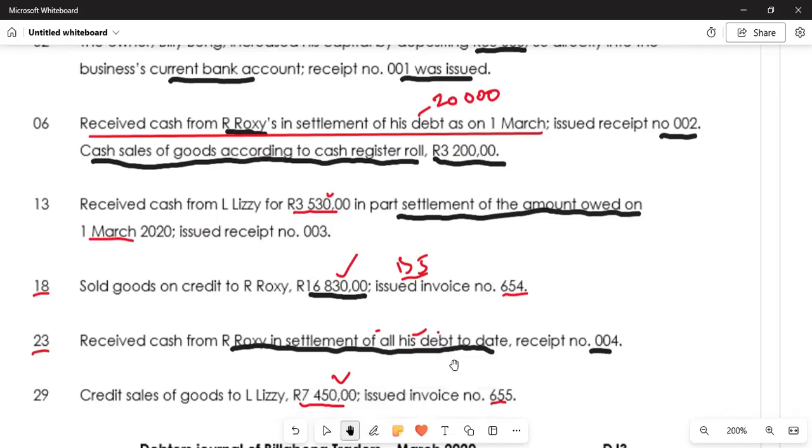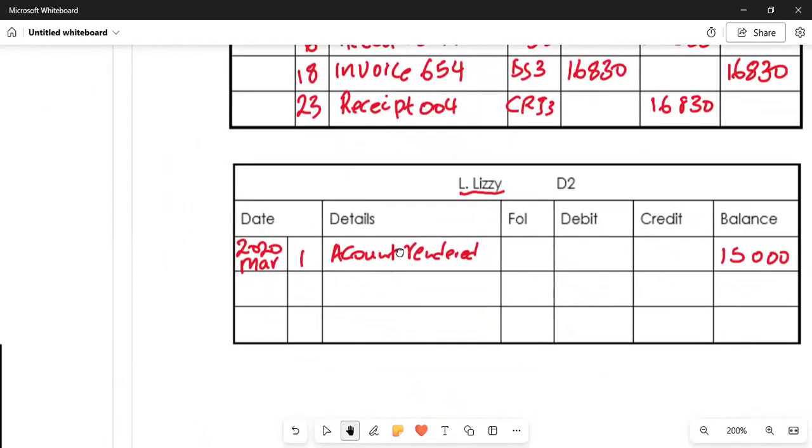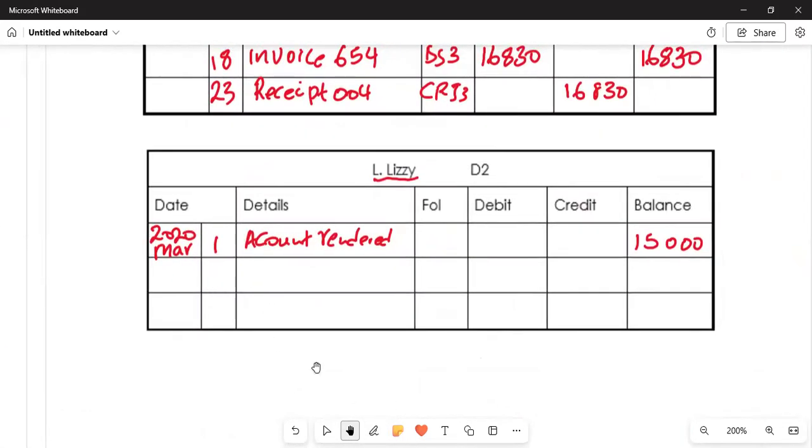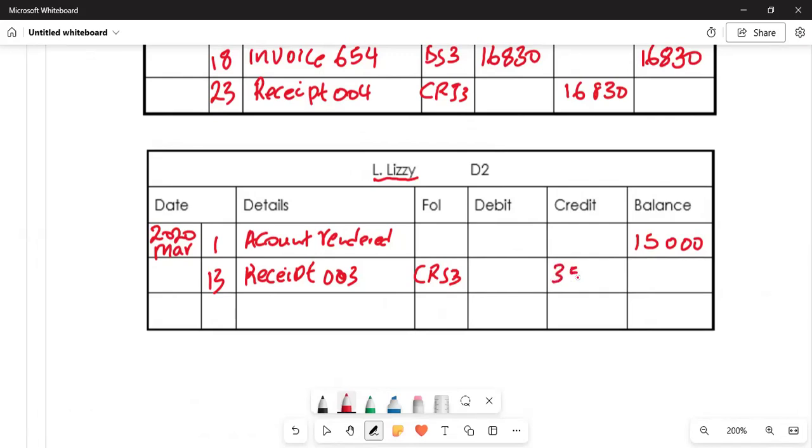So now let us go and record it. So here we are on the 13th. On the 13th, we are going to have what? Receipt 003, which is our volume, now is going to be CRJ3, cash receipt journal, because you're going to receive it. It simply says go straight under credit 3,530.